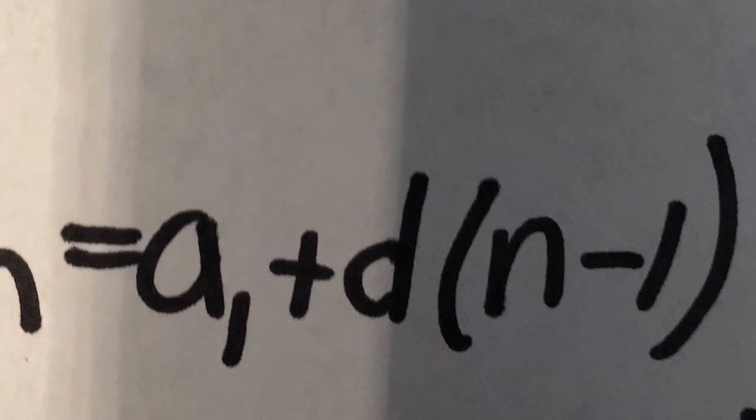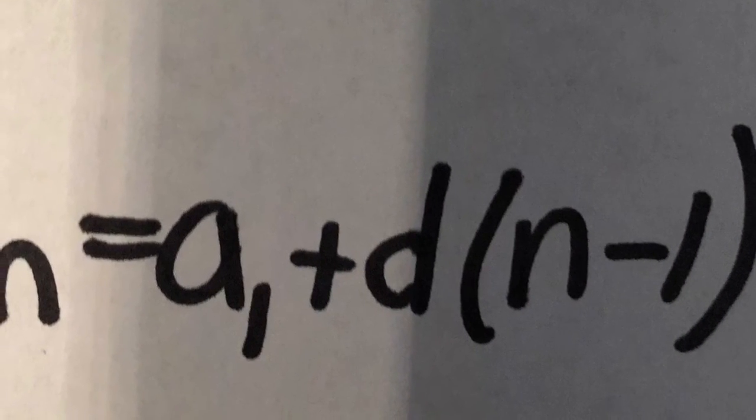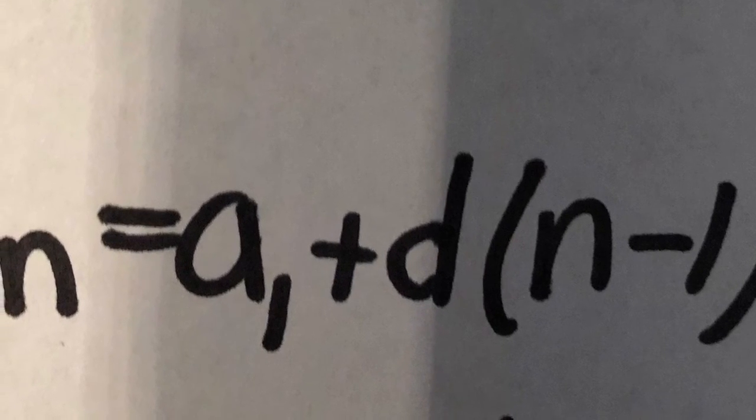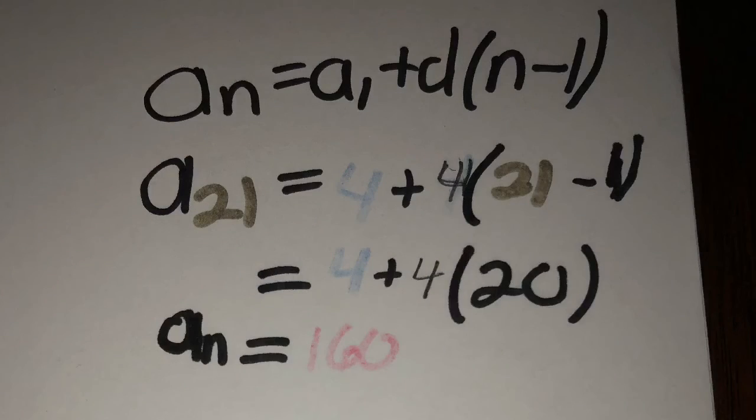Now remember that An equals A1 plus D(n minus 1). Plug in 21 for n, 4 for A1, and 4 for D. So it's going to be A21 equals 4 plus 4(21 minus 1). And from that, you subtract 21 minus 1, which is going to give you 20. Then you add 4 plus 4, which is going to be 8. 8 times 20 is going to give you 160.